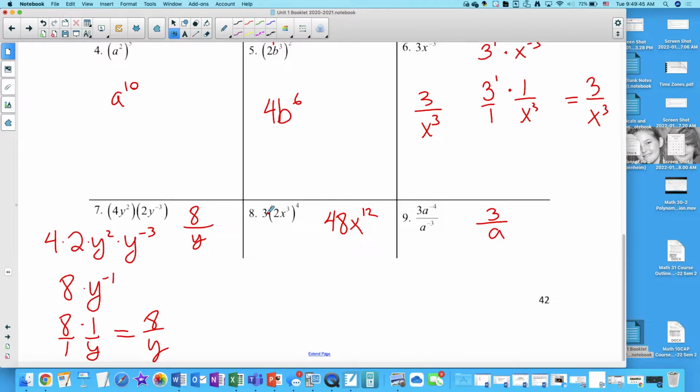So this 2 has an exponent of 1 on it. So I'm going to distribute this in here. And I leave that 3 times whatever alone. So 3 times, this is now going to become 2 to the 4, x to the 12. Okay, now 2 to the 4 is 16. So 3 times 16 is 48.